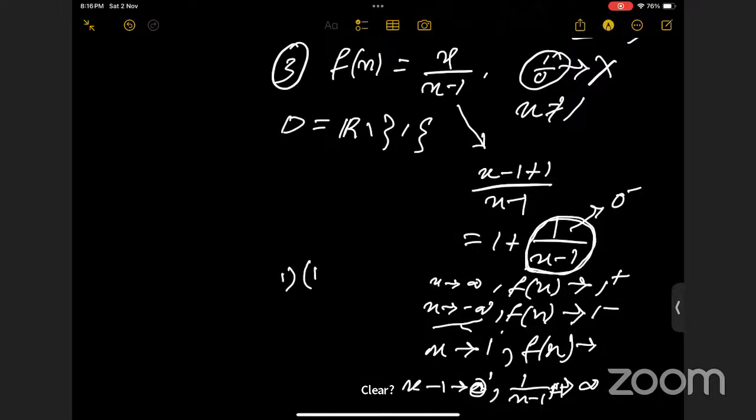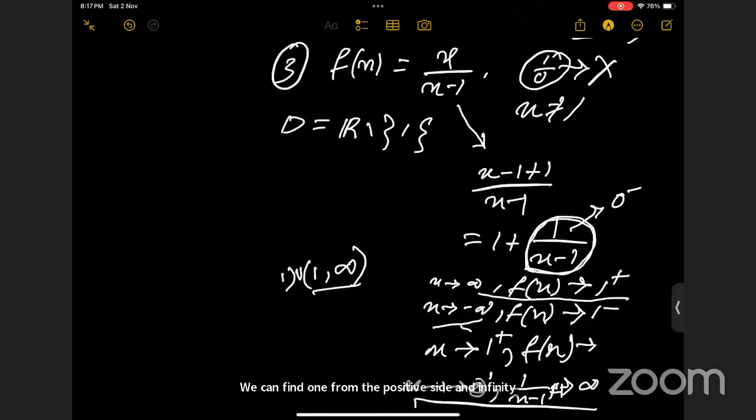So that means we get 1 to infinity. We can find 1 from the positive side and infinity. So 1 to infinity we get. Now what if x tends to 1 from the negative side? You can do this in two steps, then you can easily calculate.